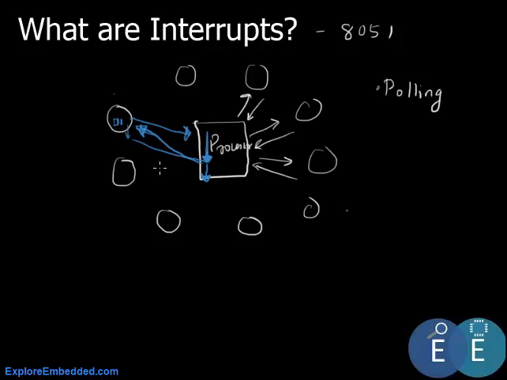Now we'll discuss interrupts with respect to 8051 today. What are the sources of interrupts in 8051? The interrupts need not be external always. They could be internal interrupts as well as external. In the 8051 microcontroller, the internal interrupts are related to timers. So timer 0 generates an interrupt, and timer 1 as well generates an interrupt.